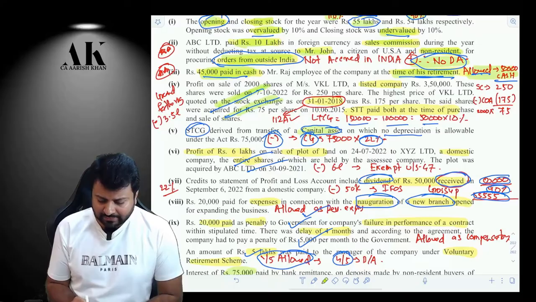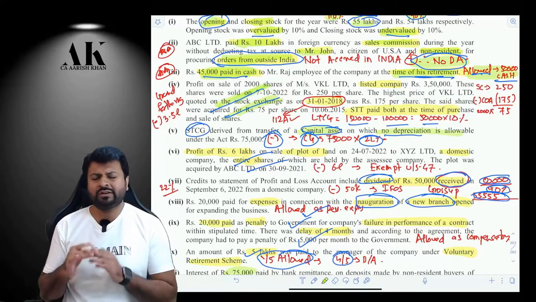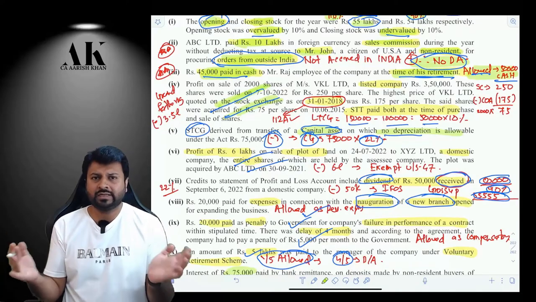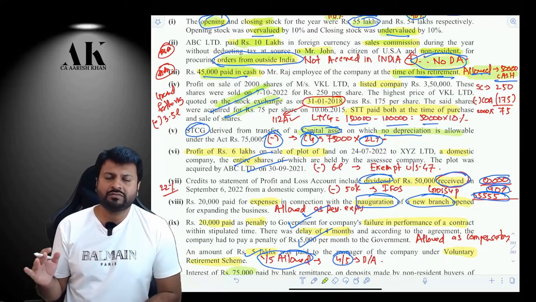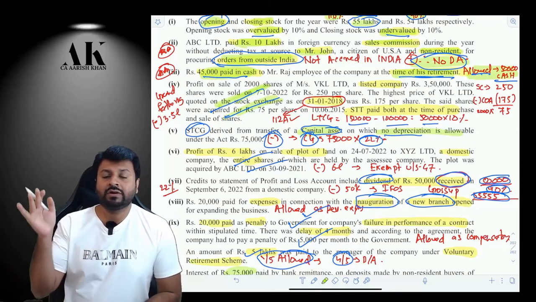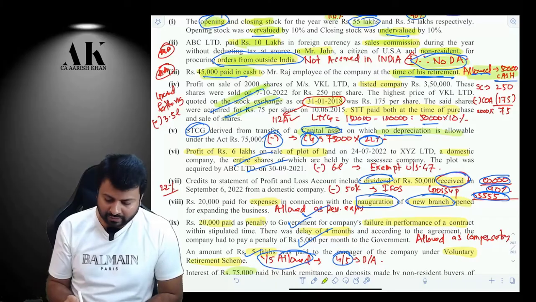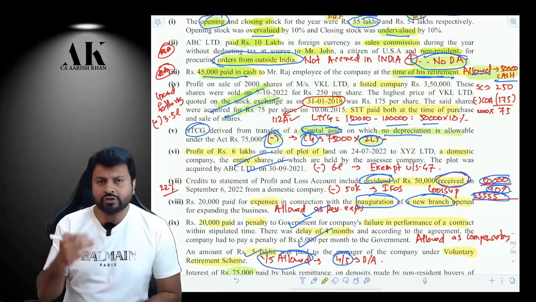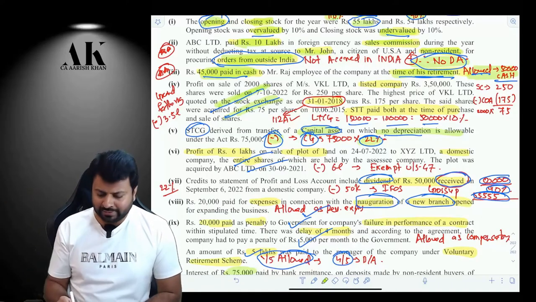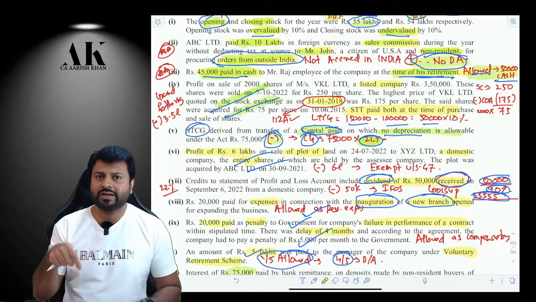You are transferring some capital asset on which no depreciation is allowable. It means it is not a part of block of asset. It is a normal asset. So in case of normal asset, which is not part of block of asset, the STCG will be chargeable under 115BAB at 22%. Be very careful. This will be chargeable at 22%. So reduce from PGBP and show under capital gains. Charge at 22% because it is covered under 115BAB.